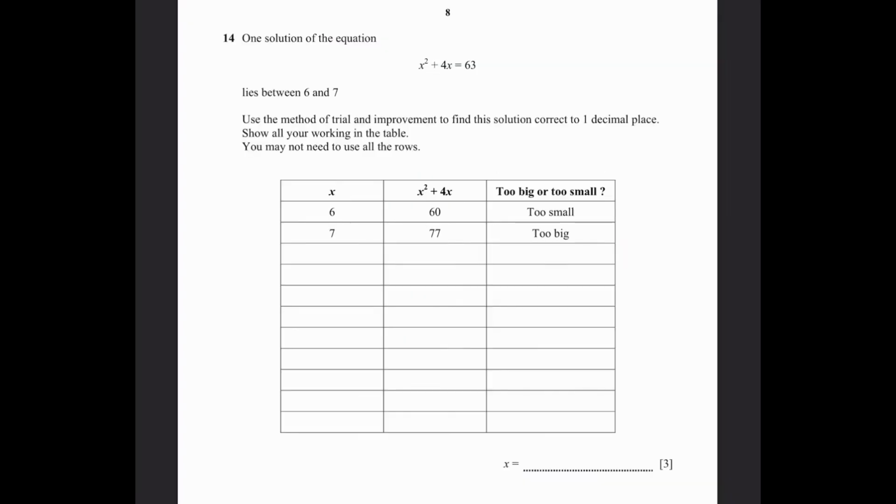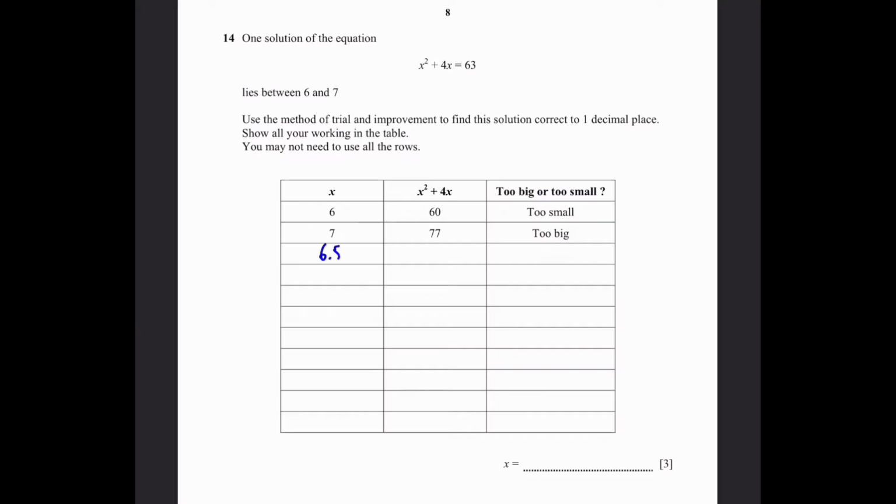Question 14. One solution of the equation x squared plus 4x equals 63 lies between 6 and 7. Use the method of trial and improvement to find the solution correct to one decimal place. Show all your working and you may not need to use all the rows. Now let's see, we have 6 and 7. The answer is between this. So let's start with 6.5 because it's in the middle.